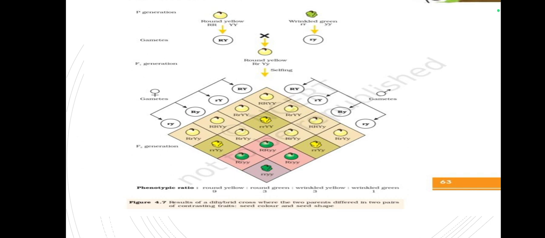Figure 4.7 shows the results of a dihybrid cross where the two parents differed in two pairs of contrasting traits, seed color and seed shape. Law of independent assortment. In the dihybrid cross, figure 4.7, the phenotypes round yellow, round green, wrinkled yellow, and wrinkled green have appeared in the ratio 9:3:3:1. Such a ratio was observed for several pairs of characters that Mendel studied.